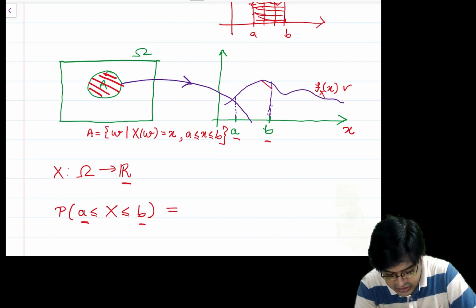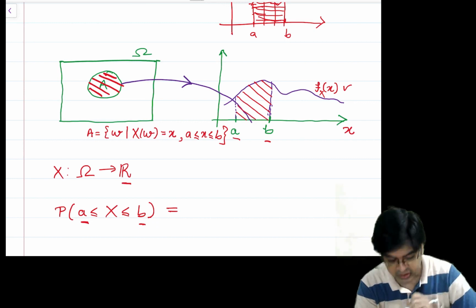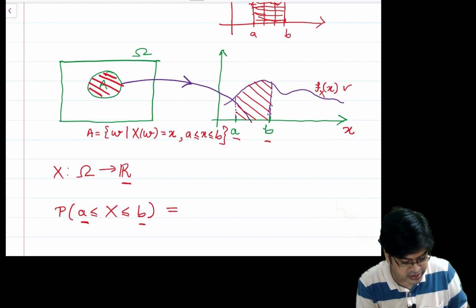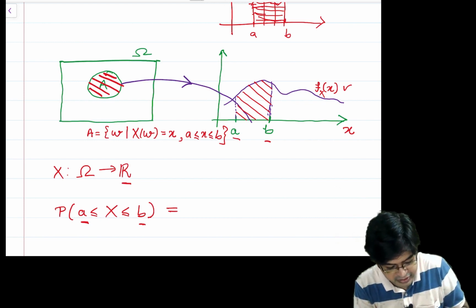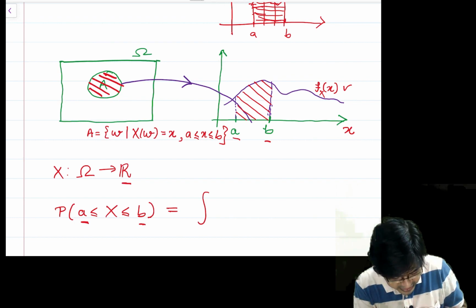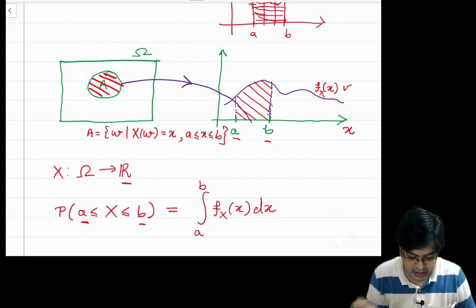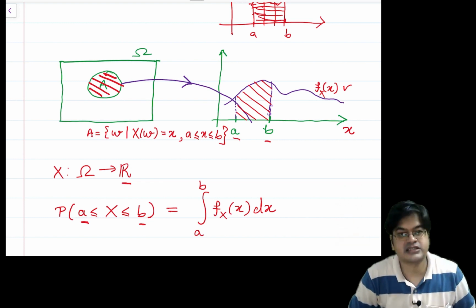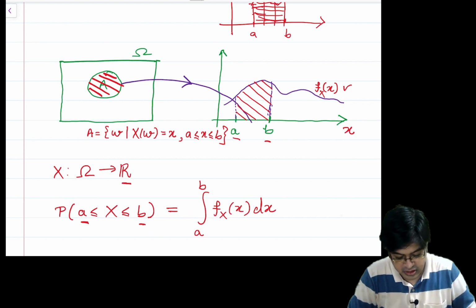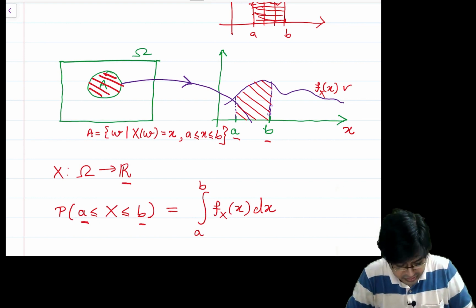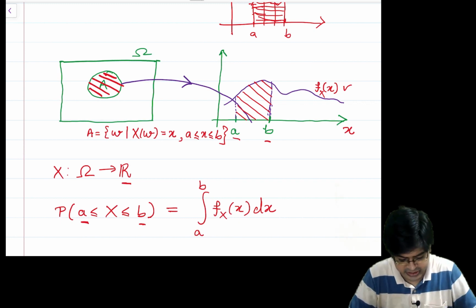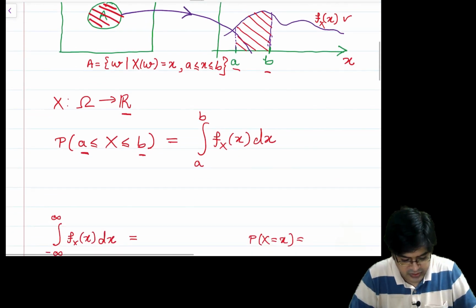This function should be uniformly described over this particular region. So in order to define this probability, I will define it in such a way that it becomes the integral from a to b of f_X of x dx. This particular function, we need to understand what it represents. So let us go further.